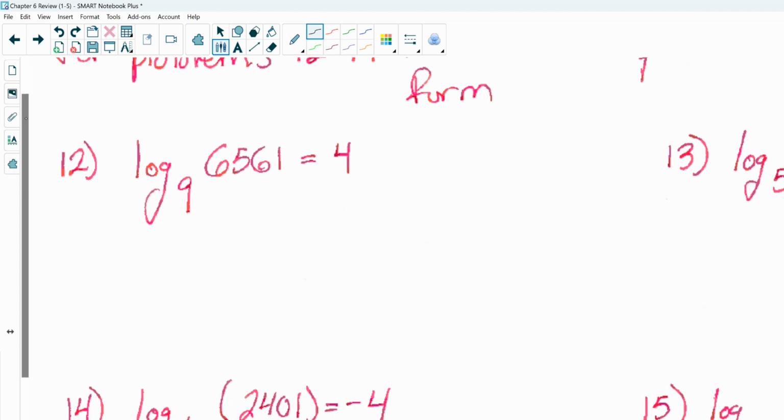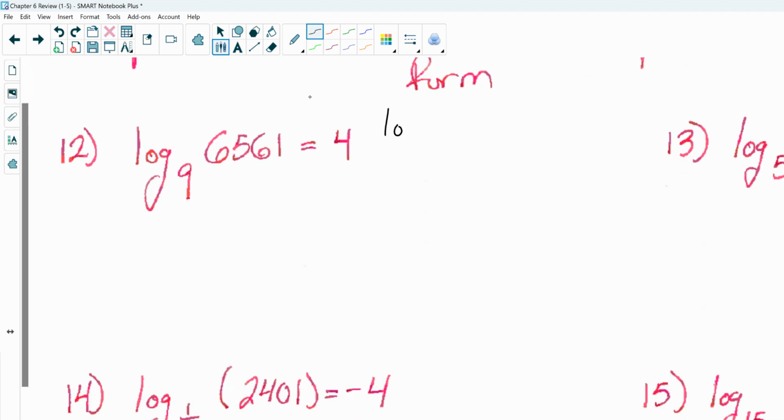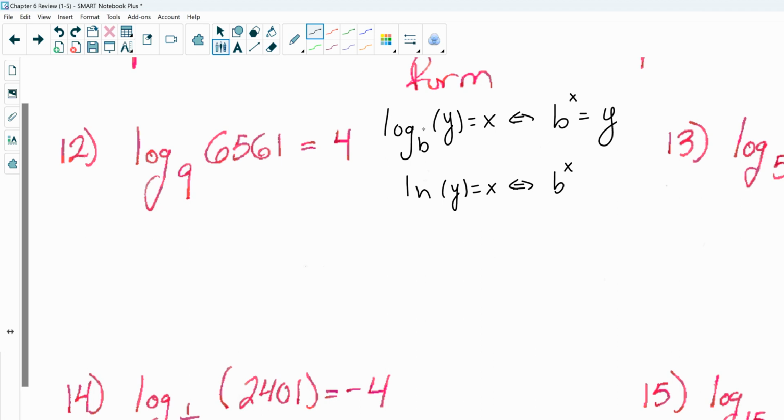Rewrite each equation in exponential form. So we're going from our log base b of y equals x if and only if b to the x is equal to y. Or the natural log of y equals x if and only if e to the x, because our base with natural logs is e, is equal to y. So we're using one of these two here.